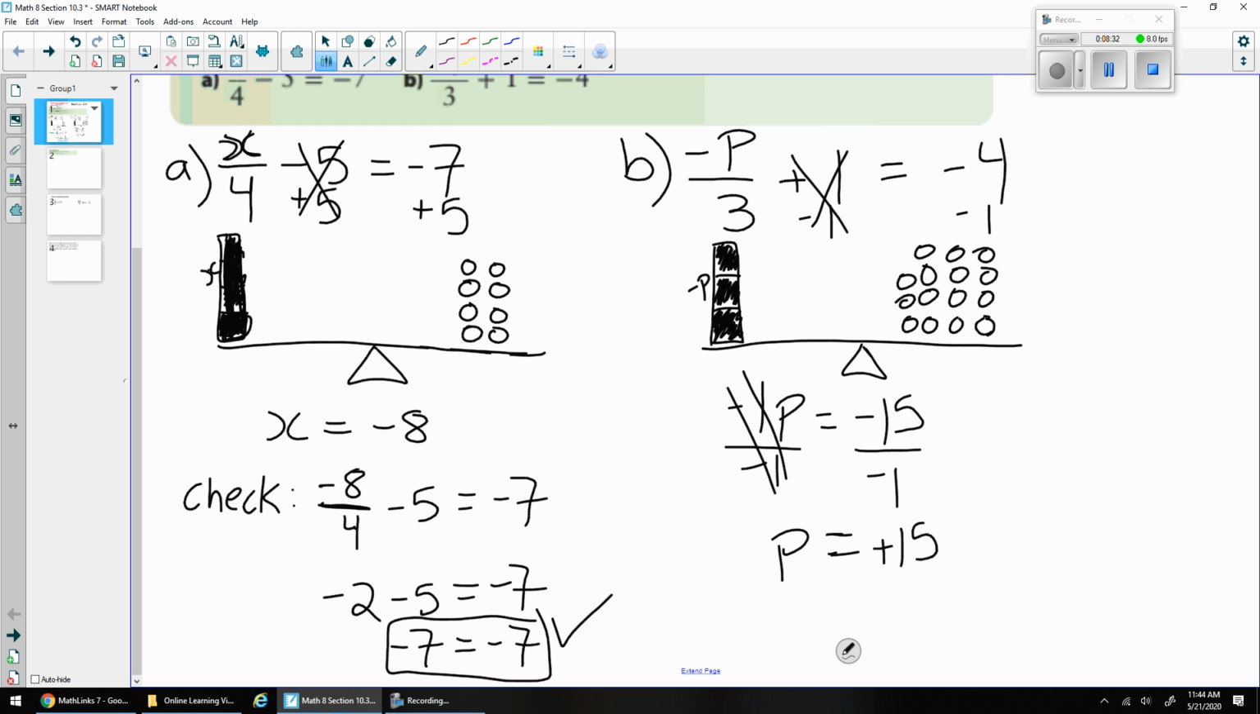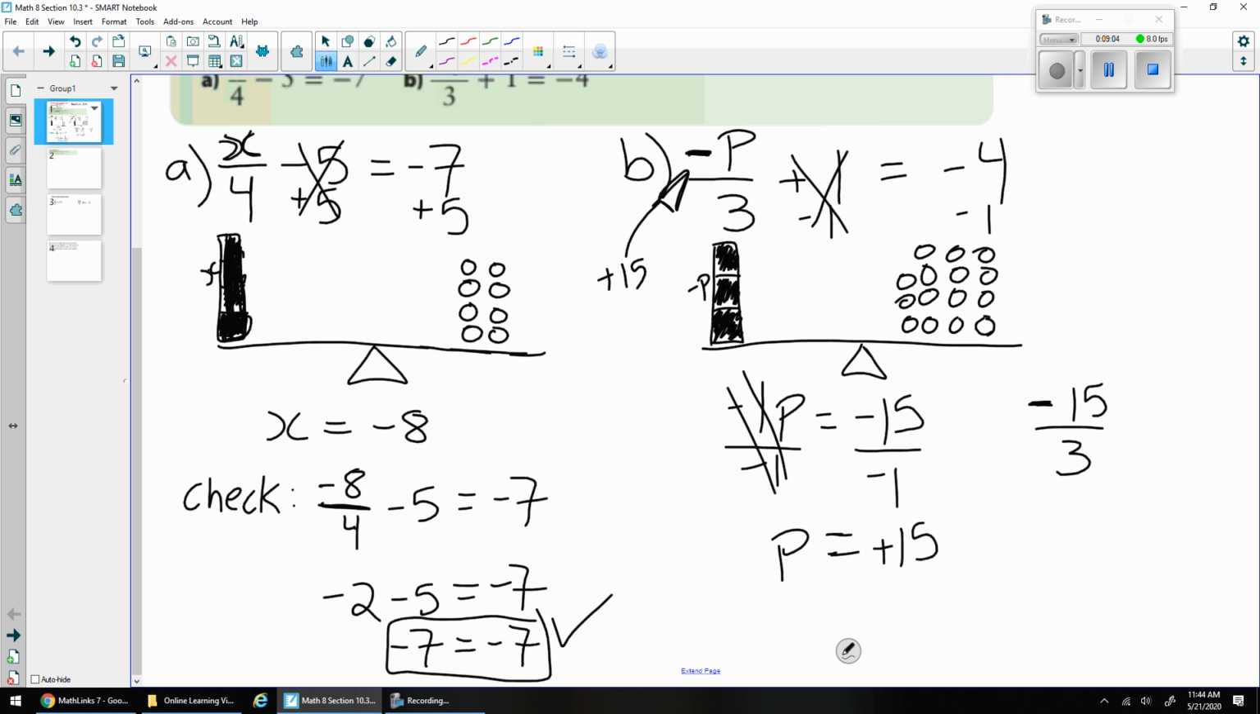Can I substitute that back into my original equation, positive 15 for p, and get the right answer? Let's see. So remember, p is equal to positive 15. I still have this negative sign up front. So I still have to write in negative p. P is 15. So it's negative 15 divided by 3. You can't forget that negative. Even though p is equal to positive 15, there's still this negative symbol in our equation.